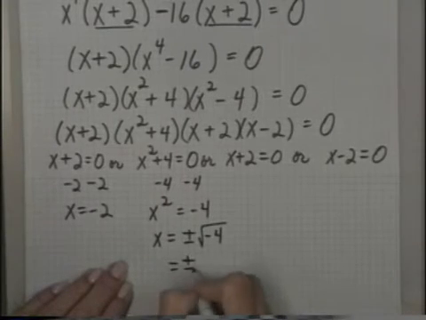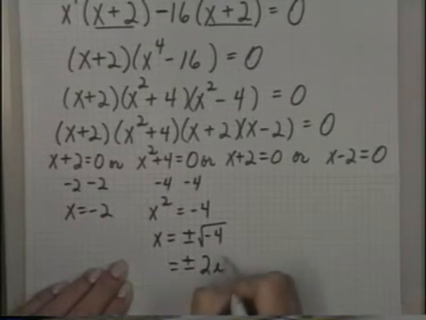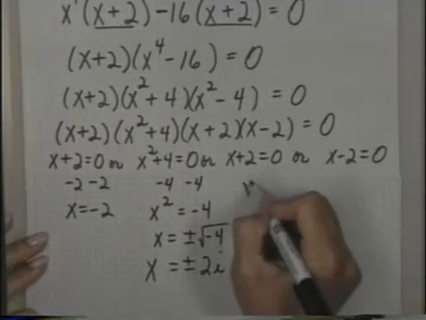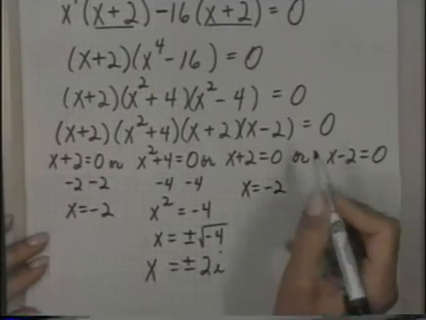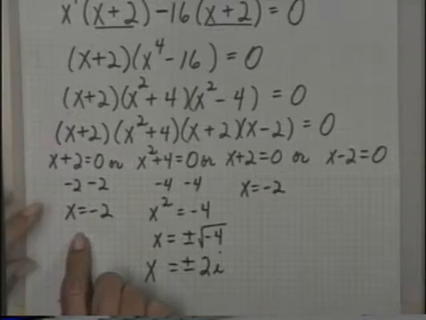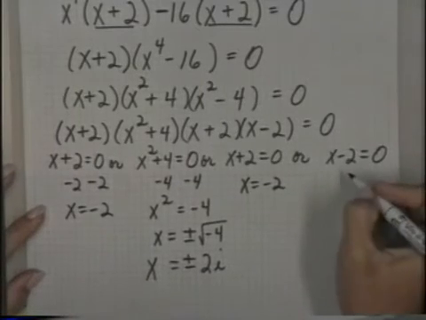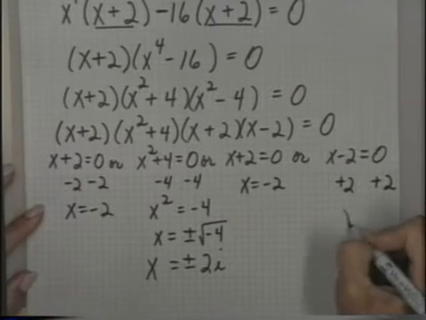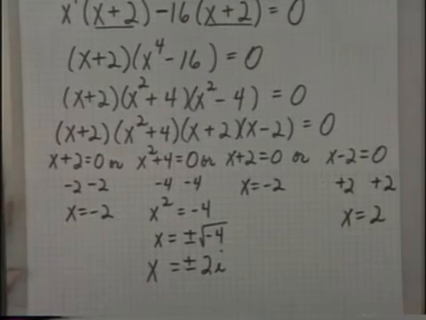Of course, the square root of negative 4 is 2i. So I'll get my x solutions equal plus or minus 2i. Of course, my solution here is negative 2, just like this first equation. For this last equation, it's linear. Isolate the x by adding 2 to both sides, and I get x equals 2.